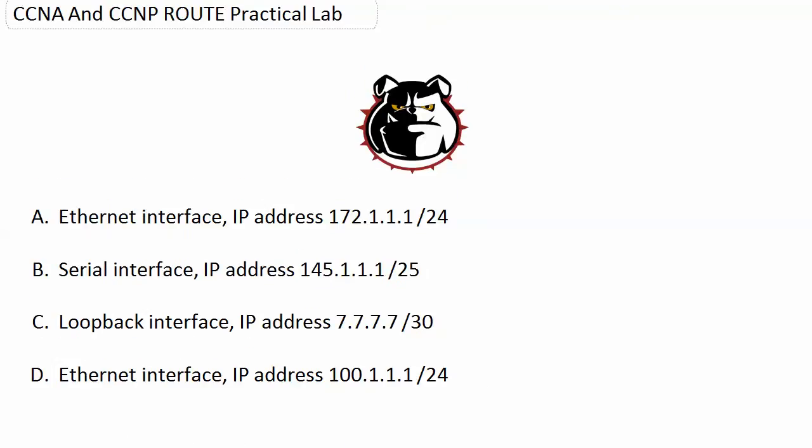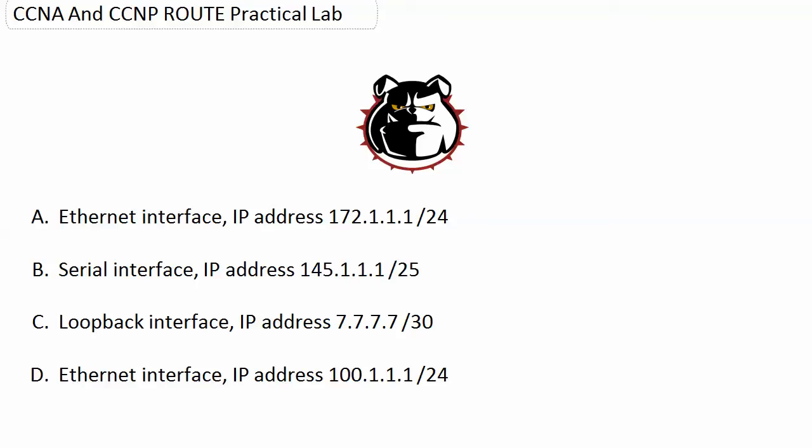And here you go. We're going to start with an Ethernet interface with an IP address of 172.1.1.1/24. We're going to follow that with a serial interface with an IP address of 145.1.1.1/25. We're going to follow that with a loopback interface with an address of all 7s with a /30 mask. And then work with another Ethernet interface with an IP address of 100.1.1.1/24.